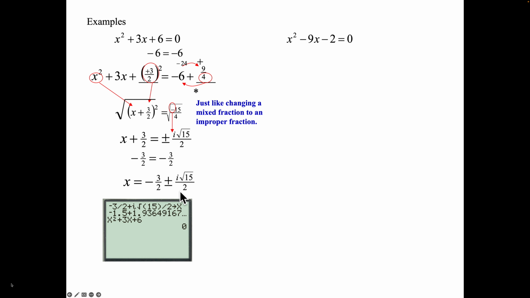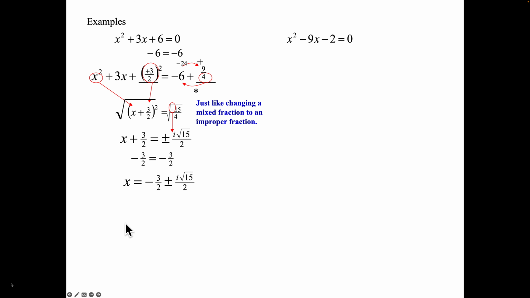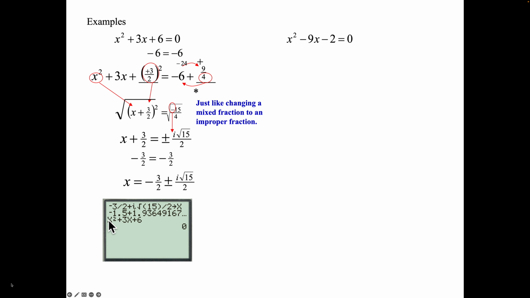This is how we type it in when you don't have that nice fraction option with the alpha y equals. It's negative 3 divided by 2 plus second decimal point for the i, square root of 15, close the parentheses because that closes off the numerator, divided by 2, store it for x. I type in x squared plus 3x plus 6, it's equal to 0, just like it says up here. I know this is correct.